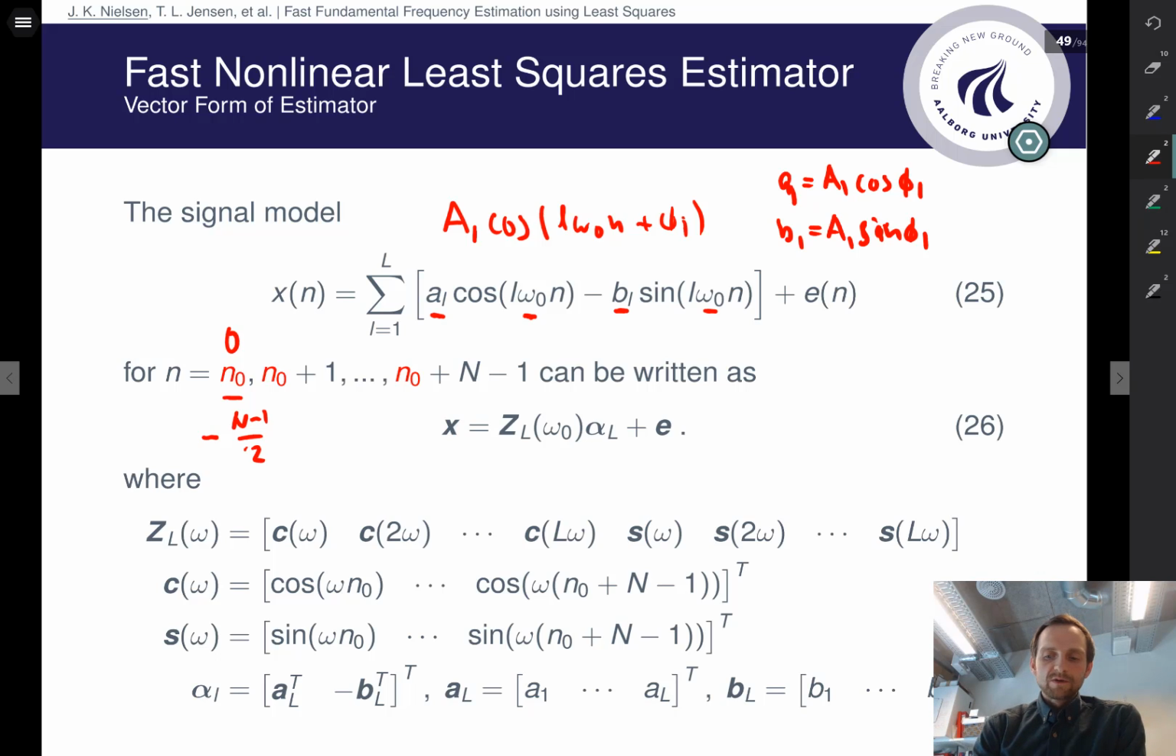So equation 25, we can also write in a vector form. This is written in equation 26, and the definitions of the matrices and vectors are down here. So this set will contain all the cosine column vectors, and also all the sine column vectors, which are defined down here. And then alpha, the linear parameters, consists of these a's and b's. So you can see that if we knew omega_0, this would just be a linear signal model in alpha.